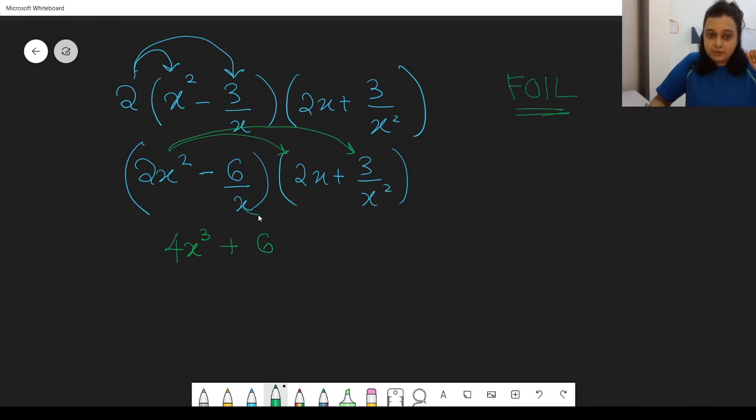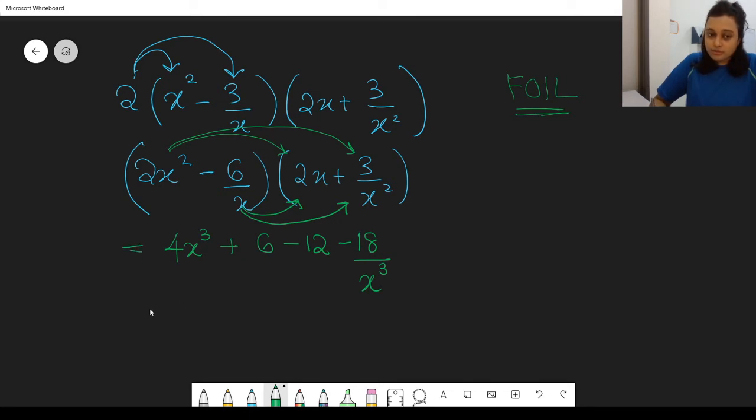Then look at this. Negative 6 over x and 2x. So negative 6 times 2 is negative 12. But the x and x cut off already, eliminated, so no x. Then negative 6 times with 3 over x. So negative 6 times 3 is negative 18, down the x. The x times with the x squared becomes x to the power of 3.